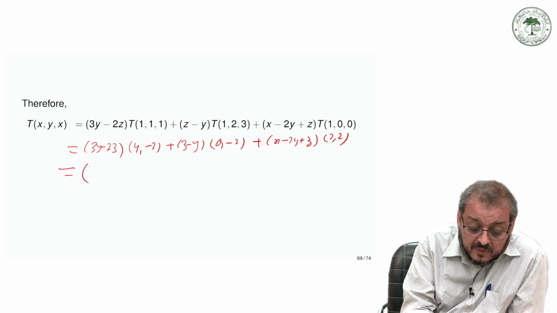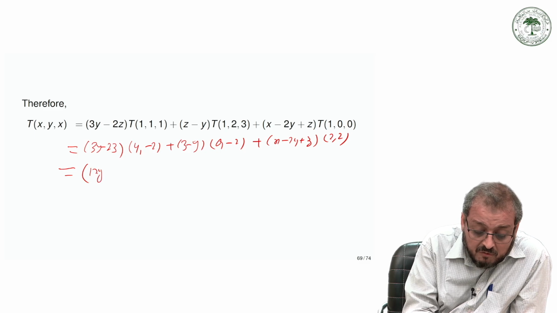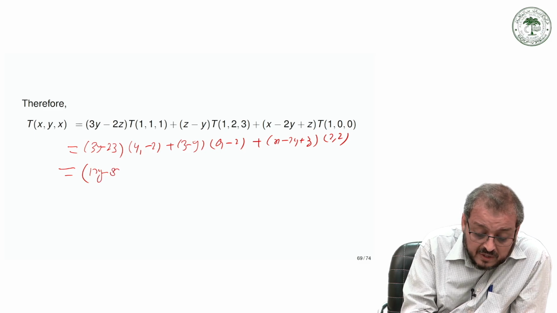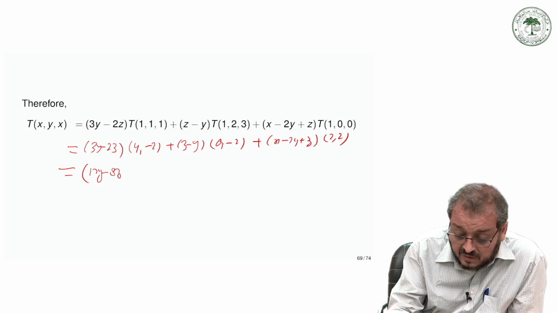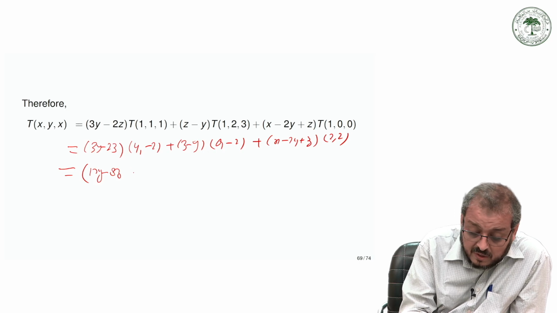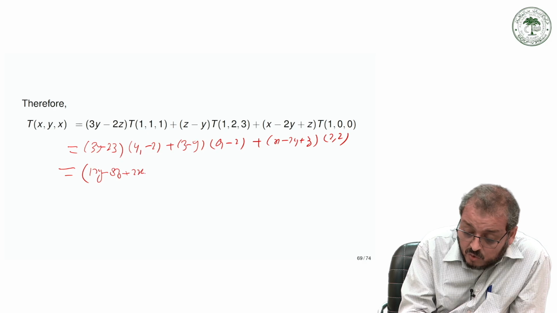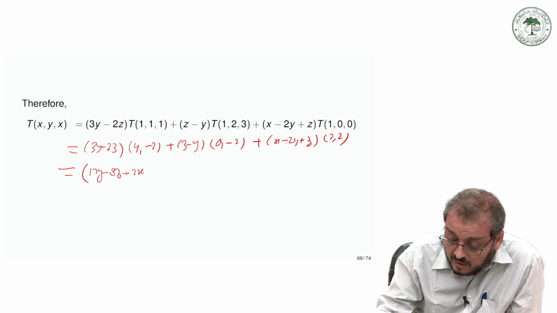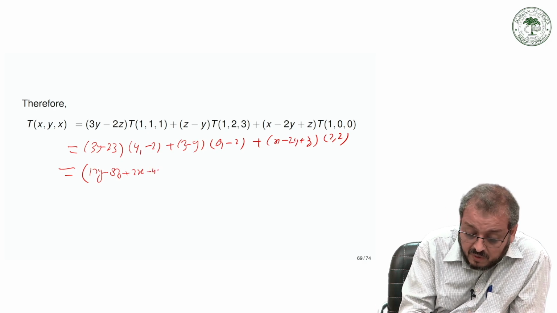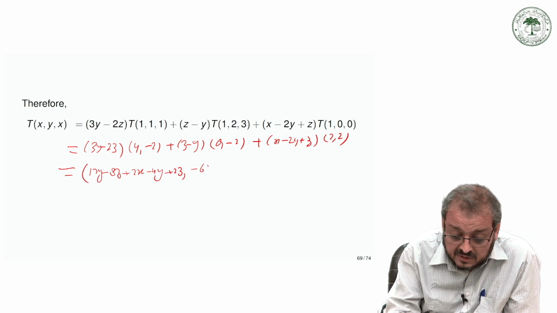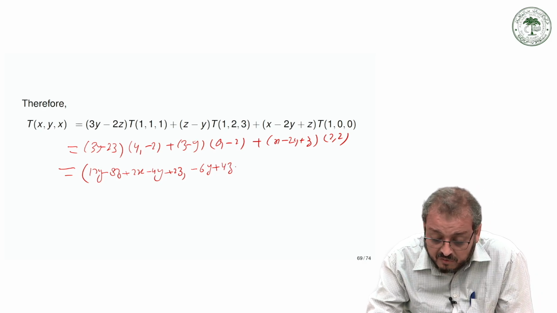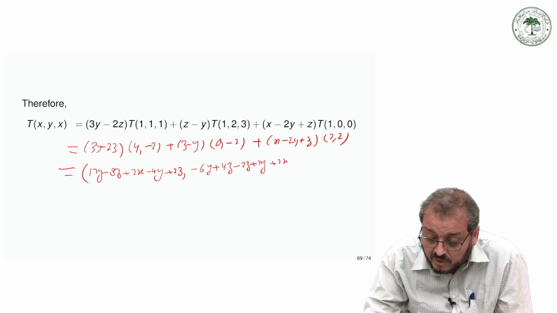So now this is equal to 4 times 3 is 12y minus 4 times 2 is 8z, and then this term is 0, so plus 2x minus 4y plus 2z. Then the next term is minus 6y plus 4z, and then minus 2z plus 2y, then plus 2x minus 4y plus 2z.